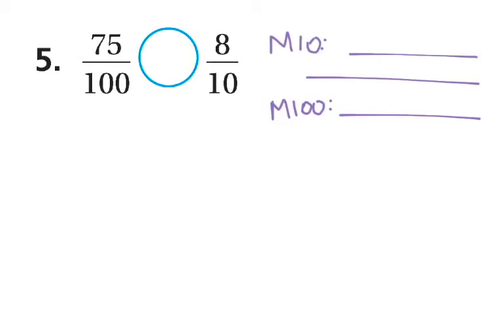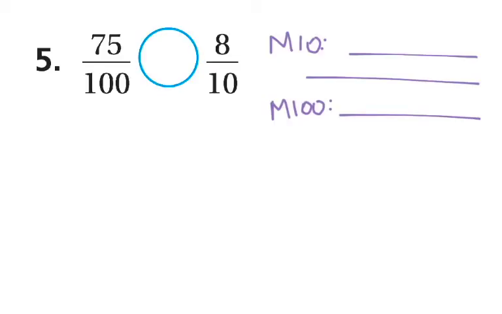So we have 75/100 and 8/10. Now hopefully at some point when we have our multiplication facts down, we look at these denominators and we can quickly see what the least common multiple is going to be. But until we get there, we're going to just list out some multiples. So I'm going to have to get them to have the same denominator.